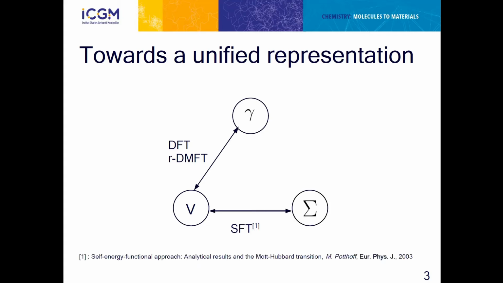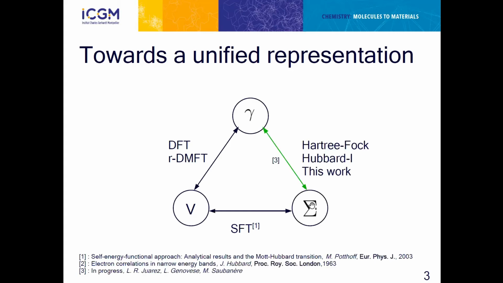Therefore, with the self-energy functional theory developed by Potthoff, a reciprocal relation was found with the self-energy and the external potential. In our case, we will try to close this loop by having both advantages of the density matrix and the self-energy, by considering the self-energy as a functional of the density matrix, as was done, for example, with the Hartree-Fock approximation or the Hubbard one, where the self-energy is a function of the density matrix.